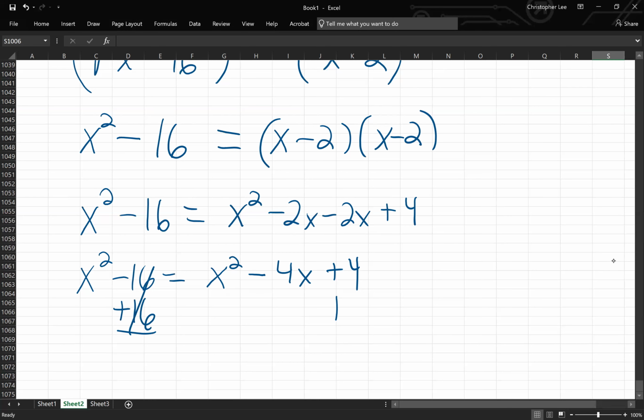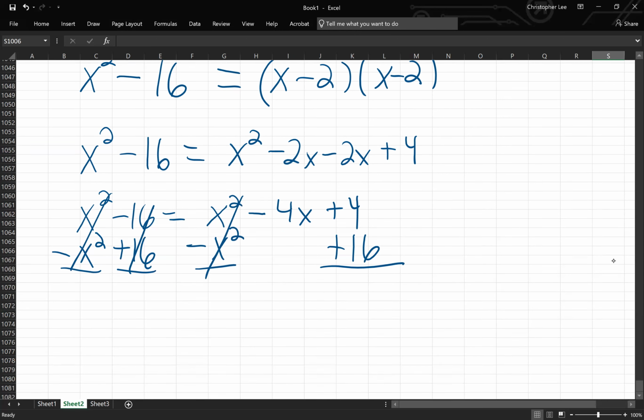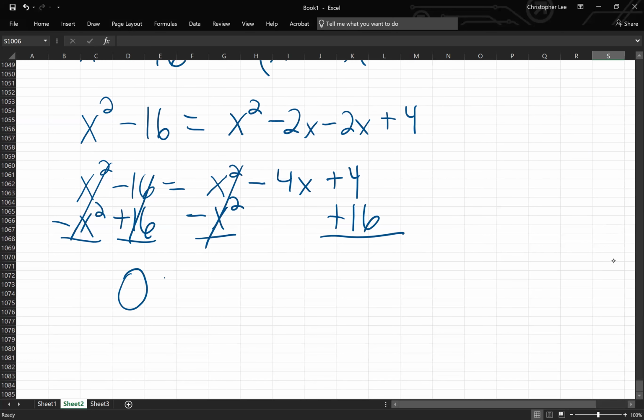Good. What else? Exactly, right? I'm gonna subtract x squared from over here to make this left-hand side 0. And what you do to one side, you do to the other. So what do I have? 0 equals what? Negative 4x plus 20, perfect.